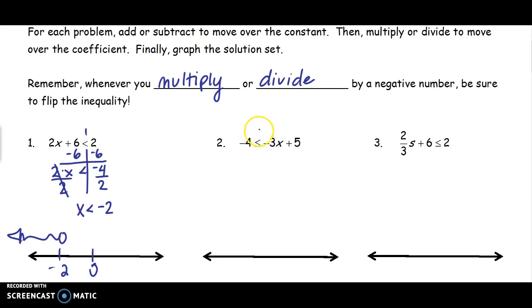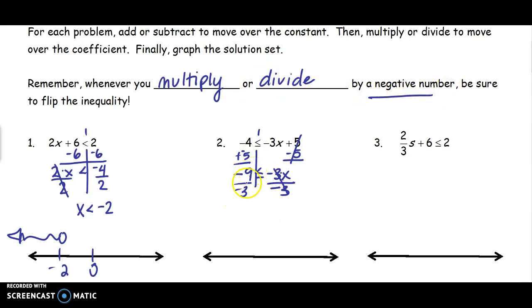In problem number 2, we have negative 4 is less than or equal to negative 3x plus 5. We add or subtract first by subtracting 5. So you have negative 4 minus 5, which is negative 9. Remember, it's plus a negative, so you add them together, is less than or equal to negative 3x. The next step you look to do is to see if you can multiply or divide. Since we have multiplication, we would divide by negative 3. And those are the magic words: divide by a negative. Okay?